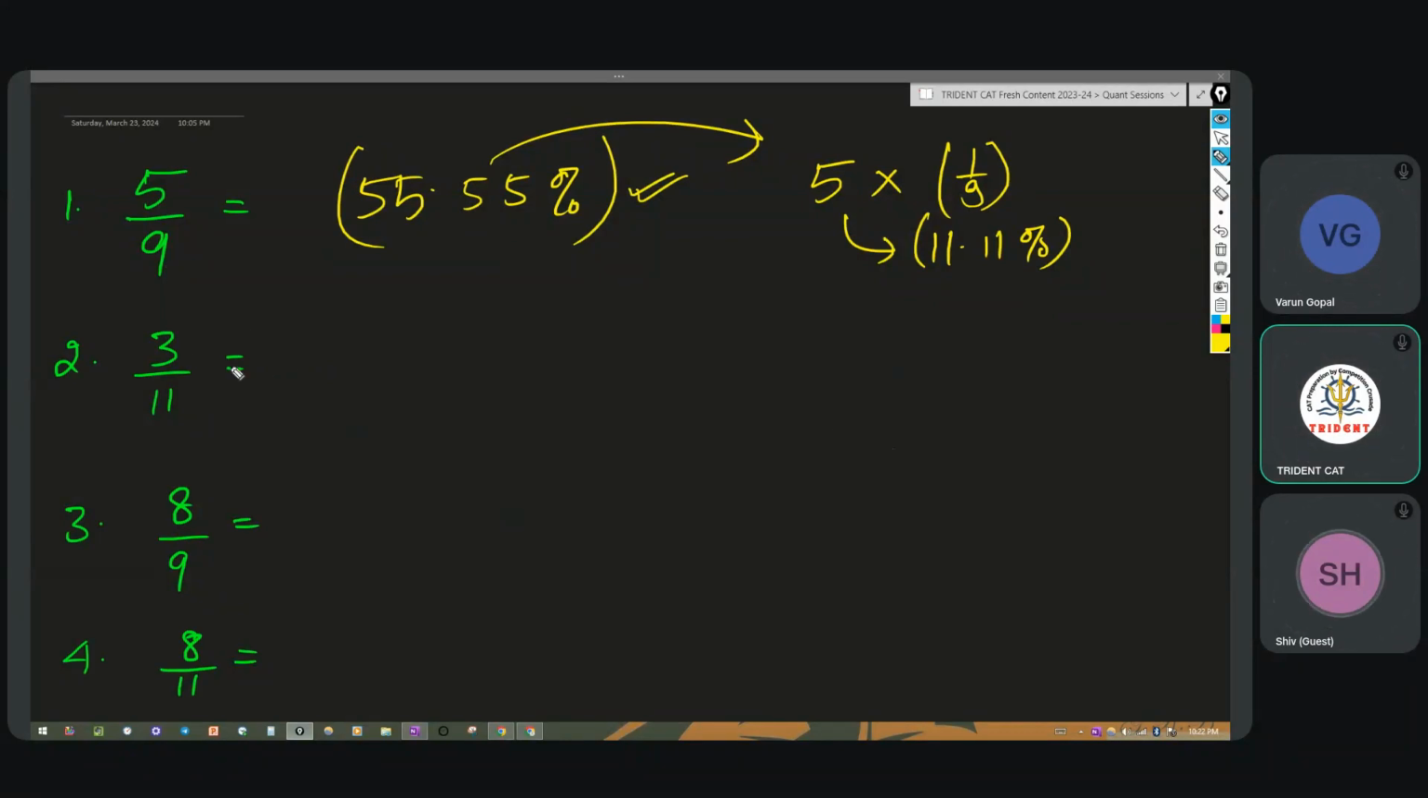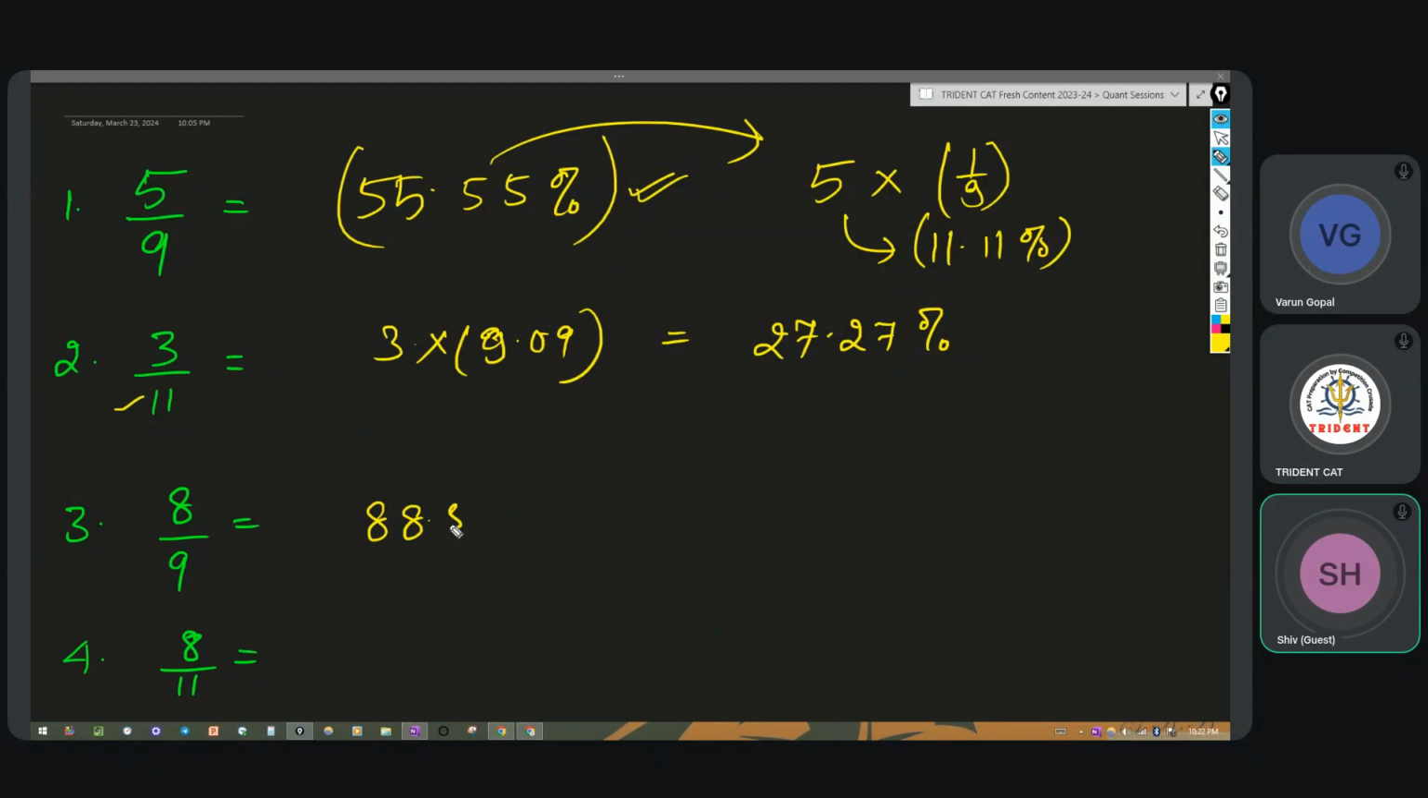Now, Varun, you will tell me 3 upon 11. 1 by 11 into 3. Every time I see 1 by 11, the thing that comes to my mind is 9.09. And what is the multiplier here? 3. So 27.27 percentage. Shiv, is it all right? Yes, sir. Last two, come on quickly. 88.88. Great. And the last one, 72.72727272 and so on and so forth.